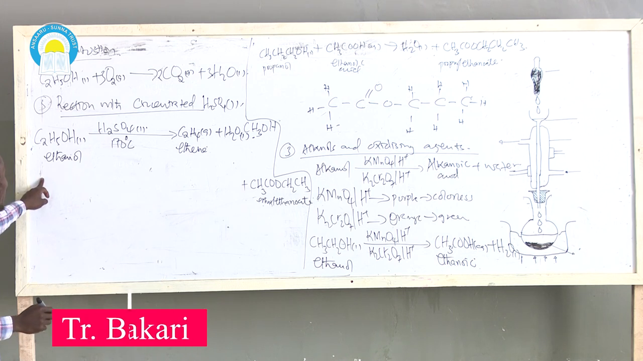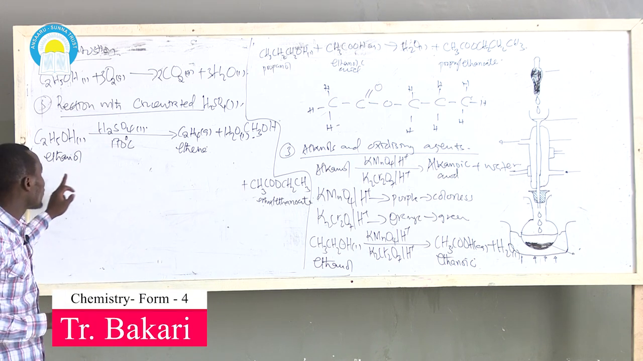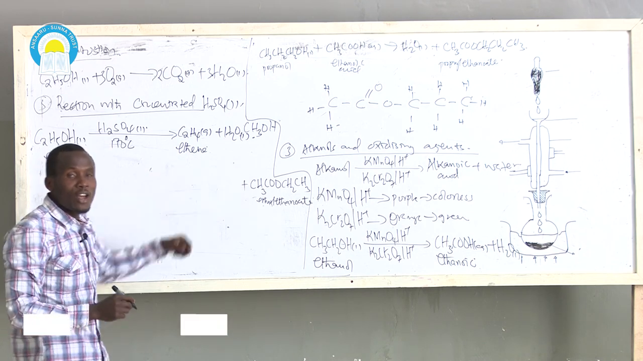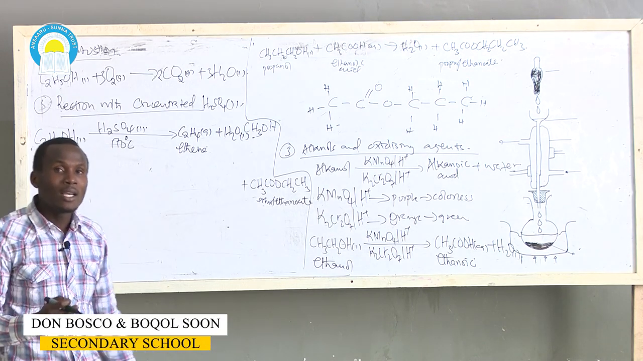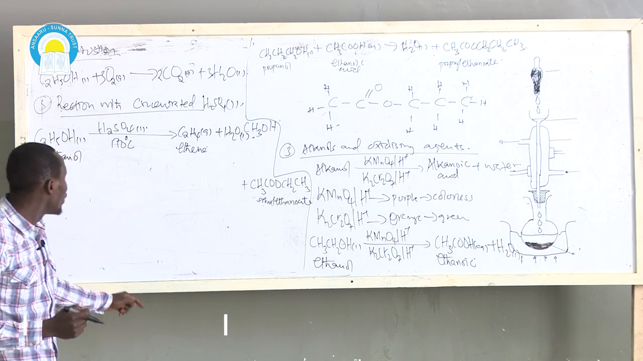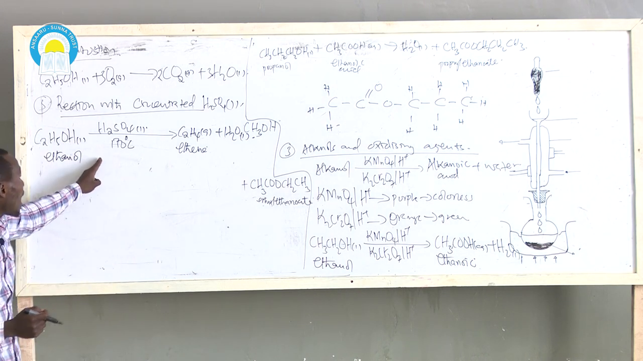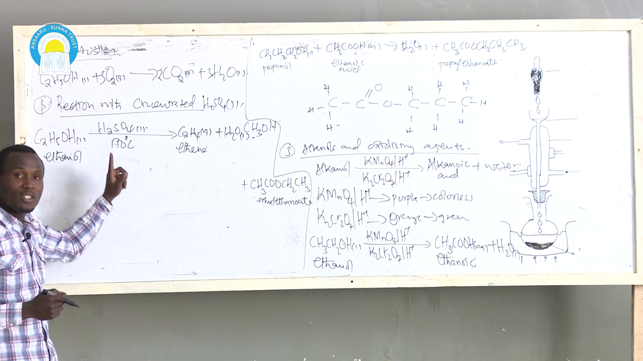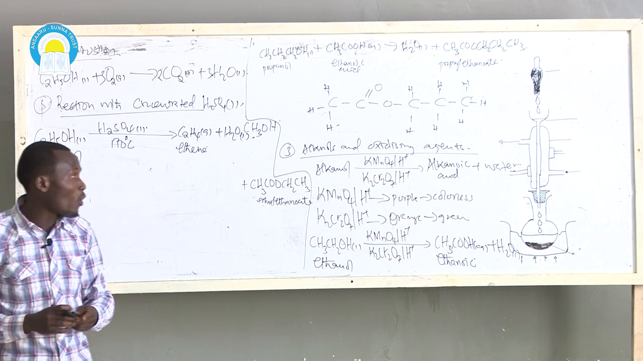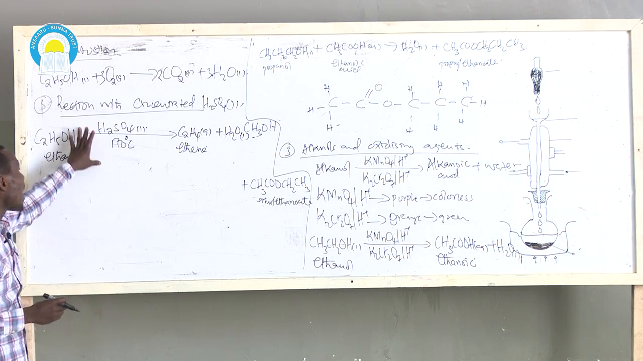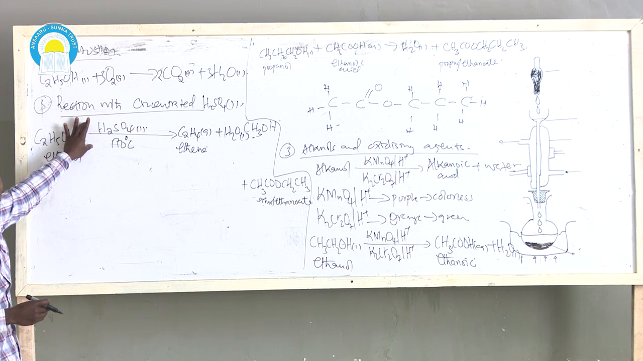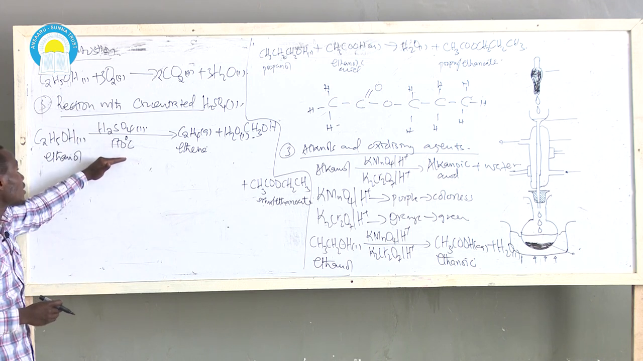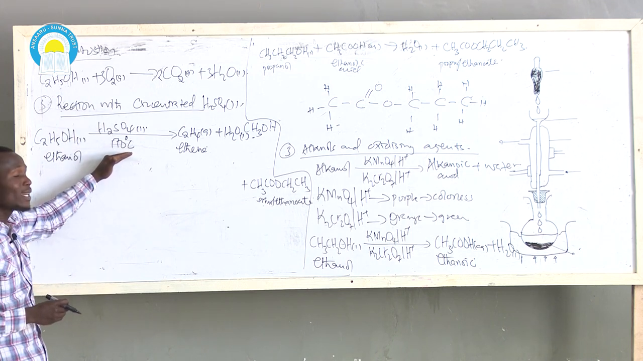So if we have propanol in the presence of concentrated sulfuric acid, we are going to get what? Propene plus water molecules. The reaction is referred to as a dehydration reaction, and the condition needed is concentrated sulfuric acid at a temperature above 170. That also forms the lab preparation of alkenes: we carry out dehydration of alkanols using concentrated sulfuric acid at a temperature above 170.